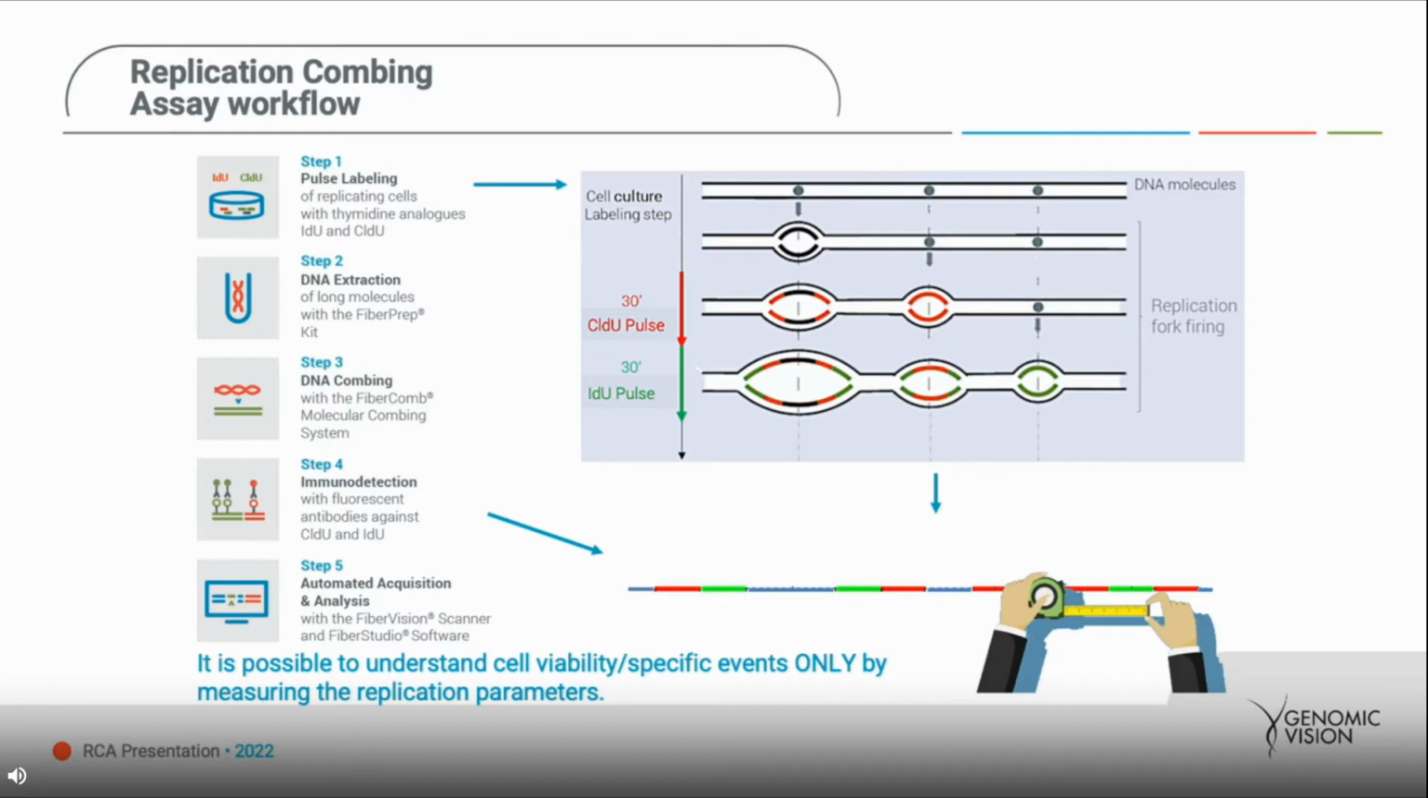We finally finish with the automatic detection and analysis of the replication events via our FiberVision Scanner and FiberStudio software respectively. It is now possible to understand cell viability and specific events only by measuring the replication parameters.